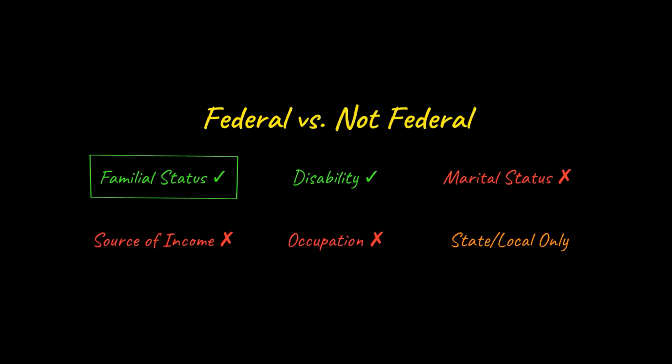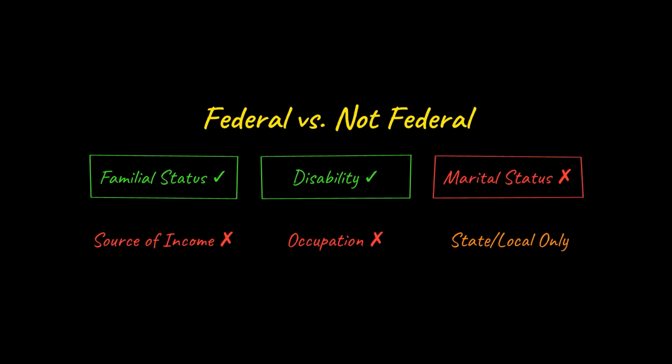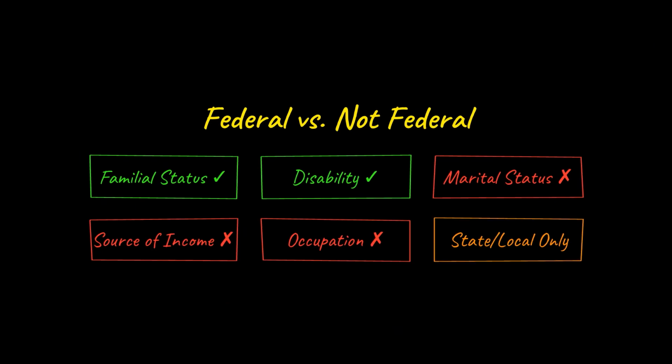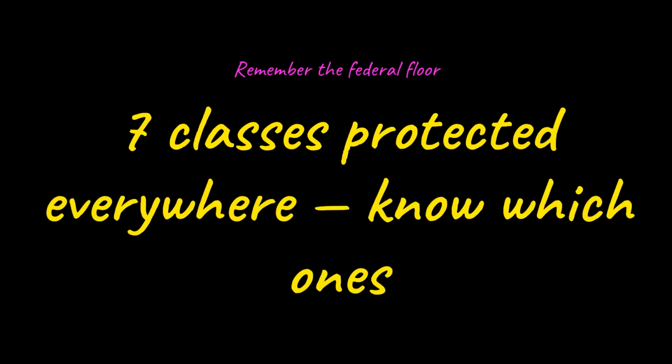A common exam trap is confusing the federal 7 with characteristics that sound protected but are not federally covered. Marital status, source of income, and occupation are not among the federal 7. Some may be covered by state or local law, but they are not part of the federal baseline. State and local laws may add further protected classes on top of the federal 7, but the federal list is fixed. When a question asks about federal fair housing, the answer always comes back to those 7 specific classes.